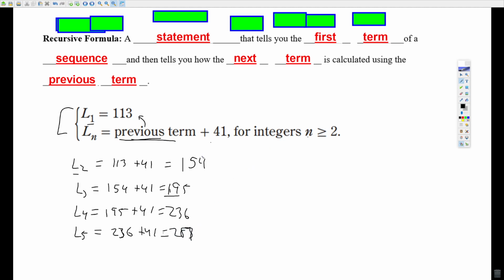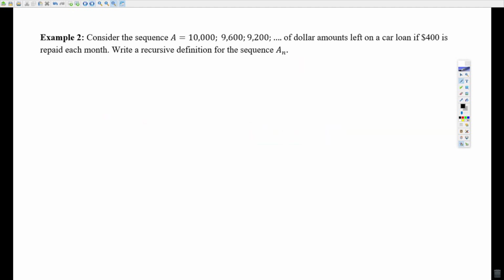Whoops. So the first couple of terms of our sequence would be 113, comma, 154, comma, 195, comma, 236, and 287. Dot, dot, dot, dot. So that's one way to write it out. So we're going to create one.